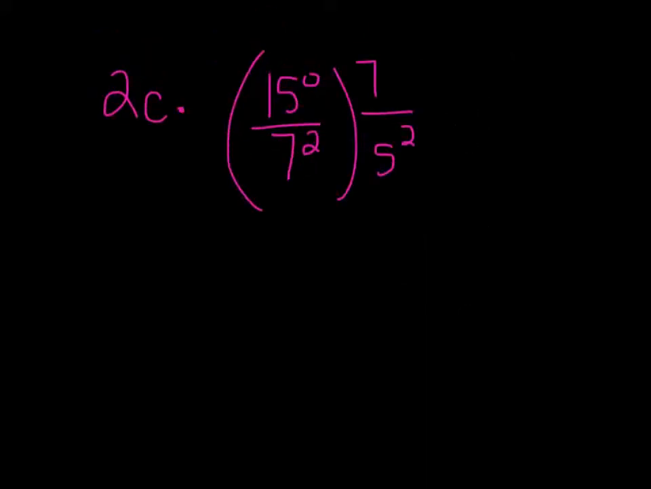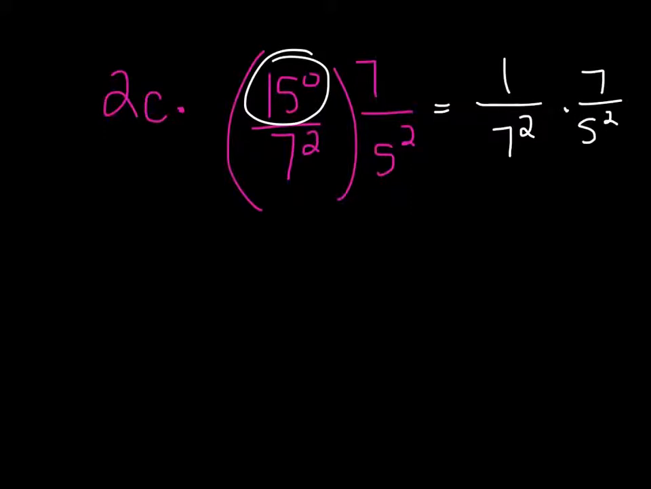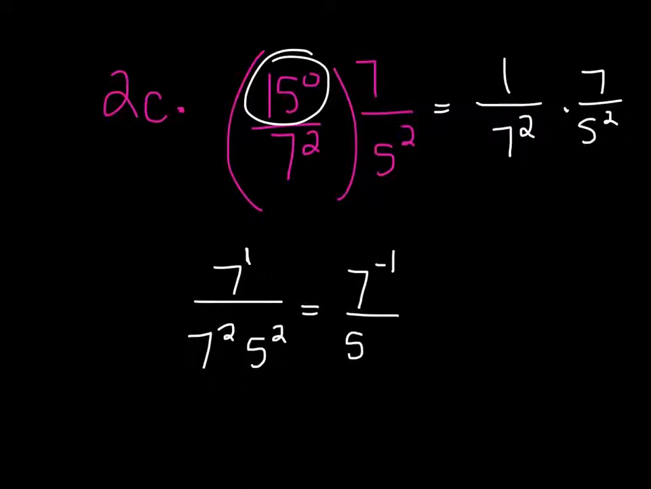Okay, so on this one I'm going to start by rewriting this as 1 over 7 squared, so I don't have to deal with that 15 to the 0. That just equals 1. And then I'm going to multiply by 7 over 5 squared. So multiply across the top and I get 7. Multiply across the bottom, I get 7 squared times 5 squared. So I have 7 to the 1 divided by 7 squared. I'm going to subtract those powers. I get 7 to the negative 1 over 5 squared.